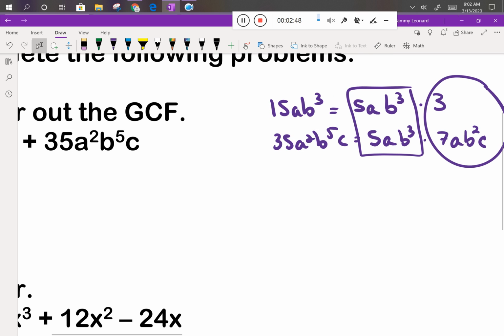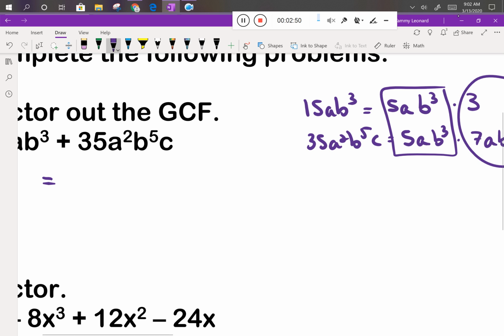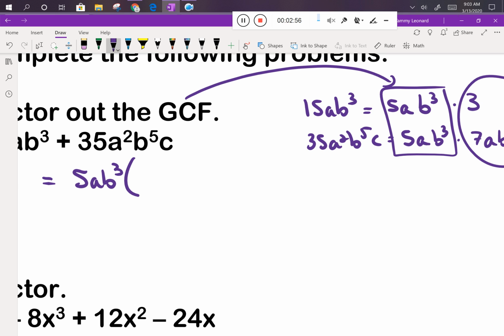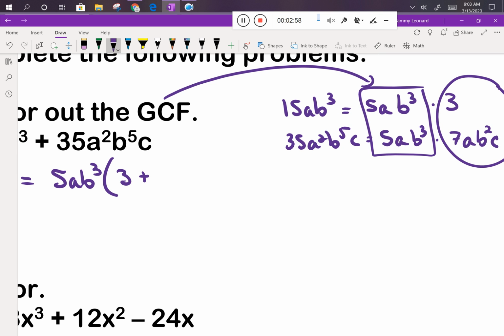So we come back over, and all we're going to write is that this is equal to 5ab cubed, because that's the GCF that we're factoring out. And then in parentheses, we have a 3 and a positive 7ab squared c. And that's it. That's all we're asked to do in that problem. So it's like half a problem. Are we okay? Yes, we're good?